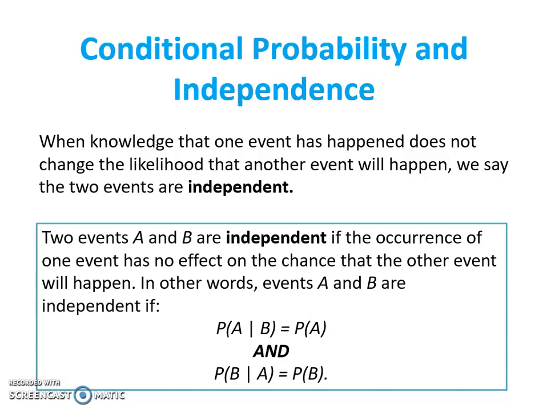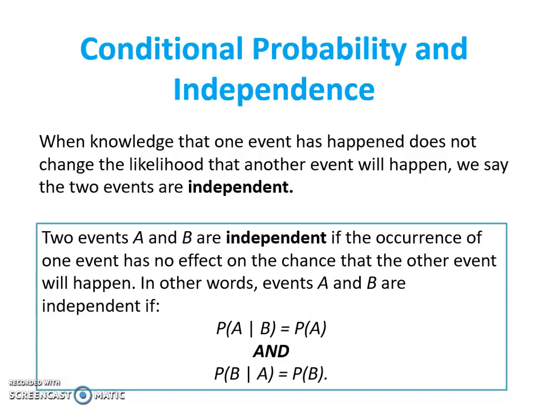Okay? So here's our formal definition. Two events, A and B, are independent if the occurrence of one event has no effect on the chance that the other event will happen. So, events A and B are independent if the probability of A given B is just the probability of A, and the probability of B given A is just the probability of B.